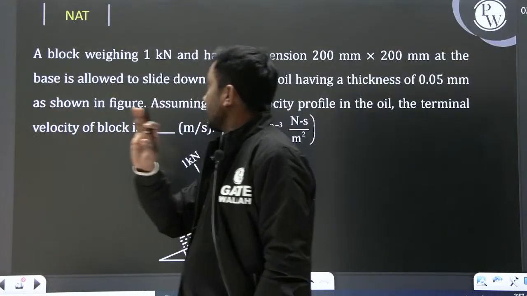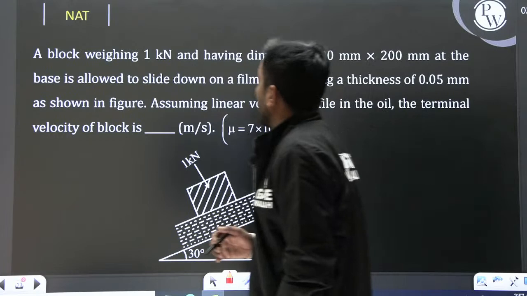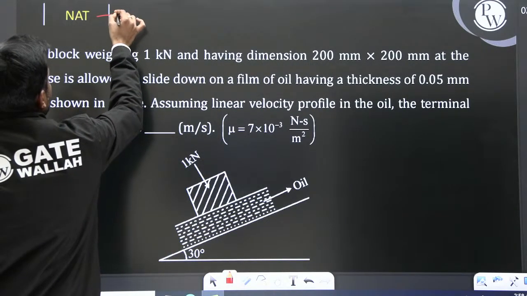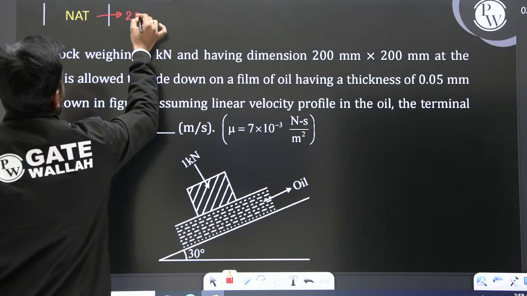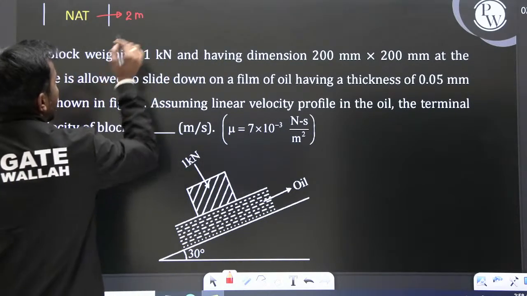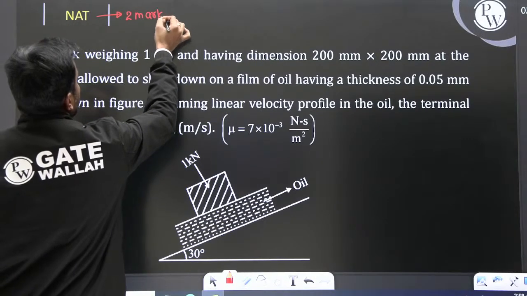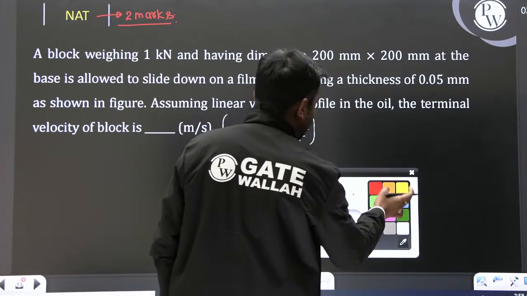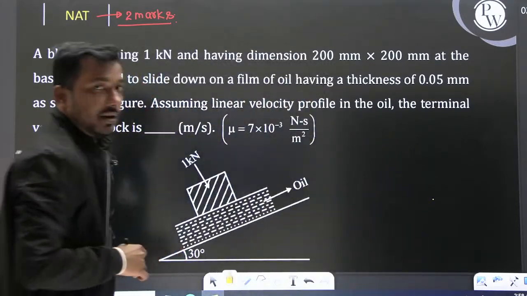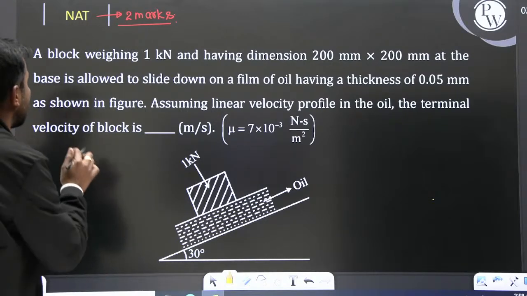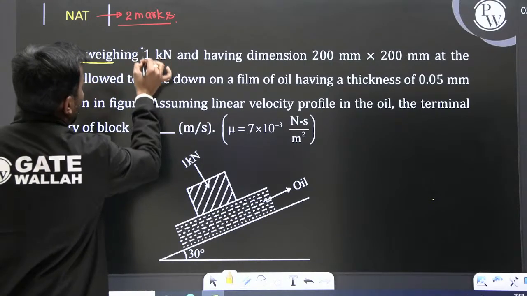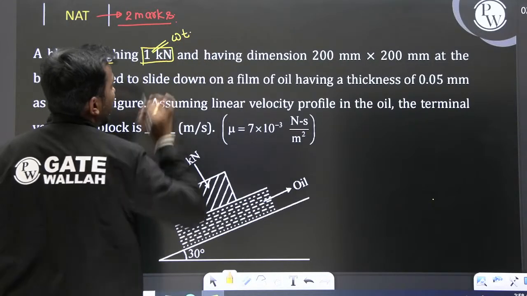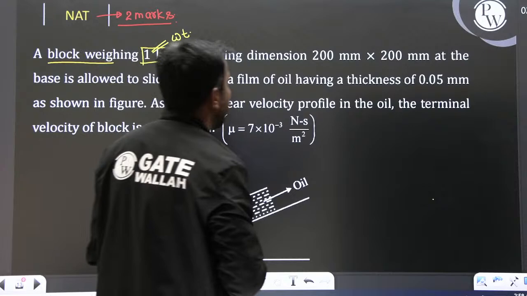This question is a NAT type of question. This type of question may be asked for up to 2 marks. First we need to read the question carefully. In the question they are saying that a block weighing 1 kilonewton, the weight of the block is given as 1 kilonewton, and having a dimension.